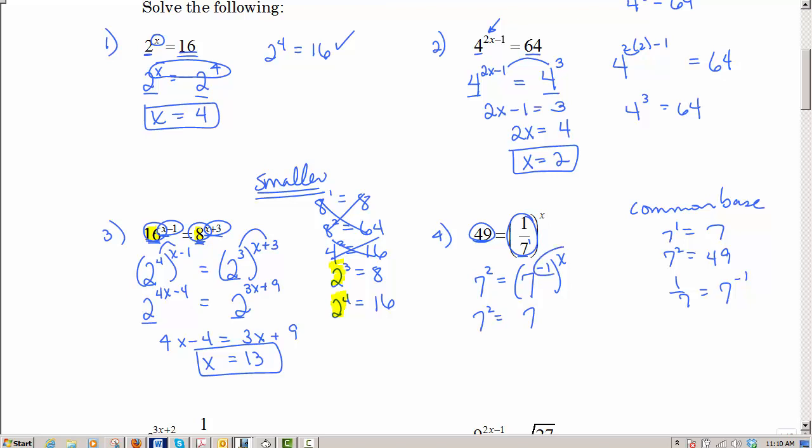So again, we can multiply that. Now I have the same base. Now I can equate the exponents and solve for x.